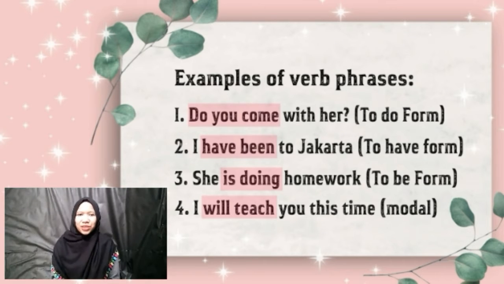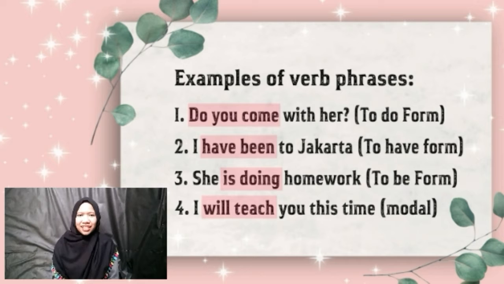Number 1, do you come with her? In this sentence, the verb phrase is do come, which gets interrupted by the word you. Do as the helping verb, come as the action verb. Number 2, I have been to Jakarta.